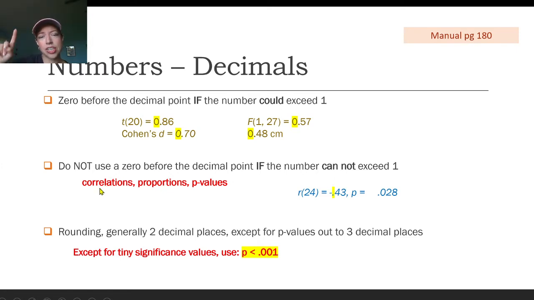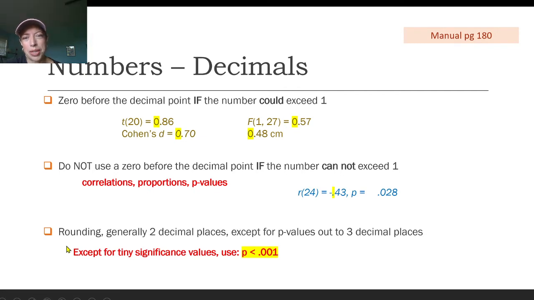Correlations, proportions, p-values, those things are never going to be 1 or more. They're always going to have a value of 0 point something, whether it's positive or negative. So for correlations, proportions, and p-values, we do not put the 0 in front of the decimal. We say p equals .028 instead of 0.028.